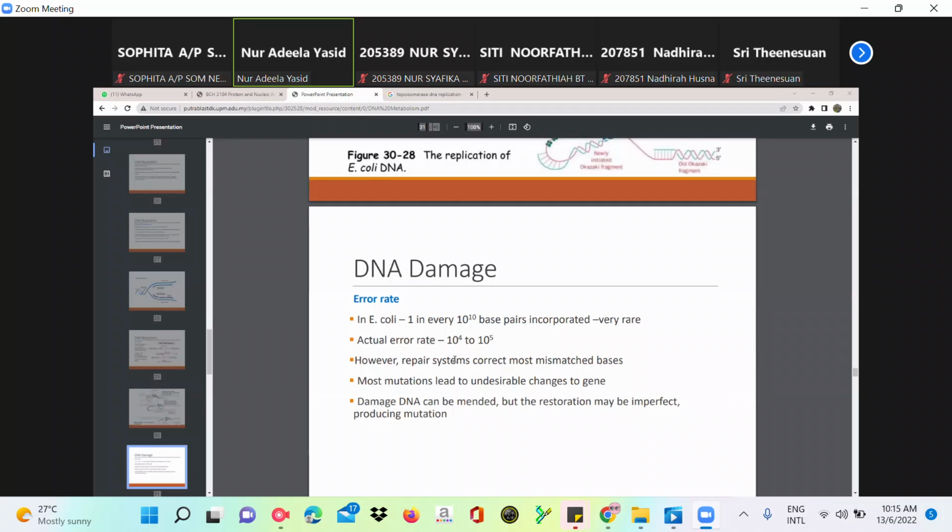Let's move on to DNA damage. We have discussed DNA replication: what is an Okazaki fragment, the leading strand, the lagging strand, the role of helicase, primase, what is a primer, what is DNA polymerase, and how ligase helps join Okazaki fragments. So now let's move to DNA damage.